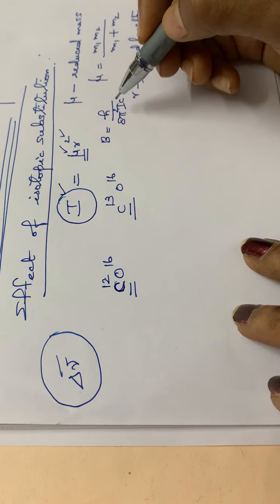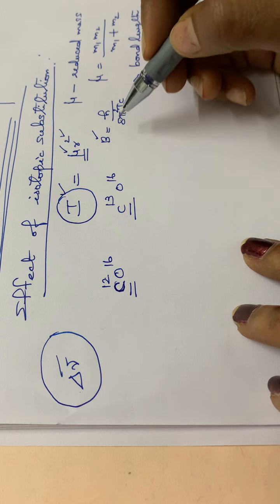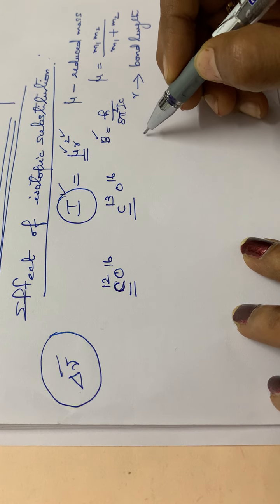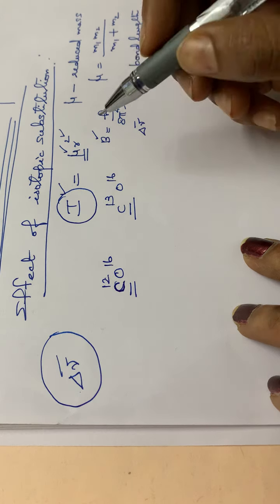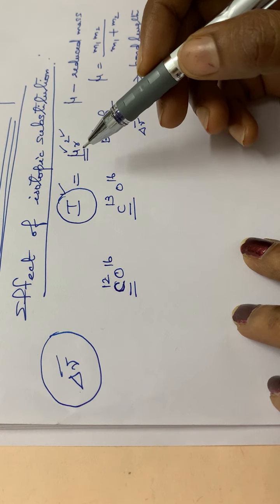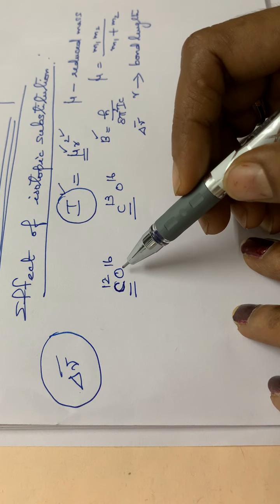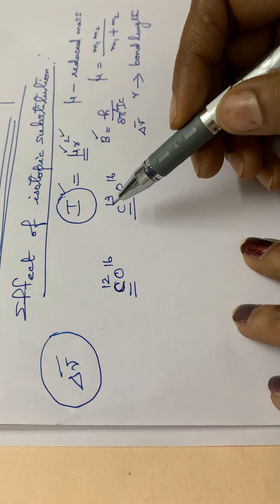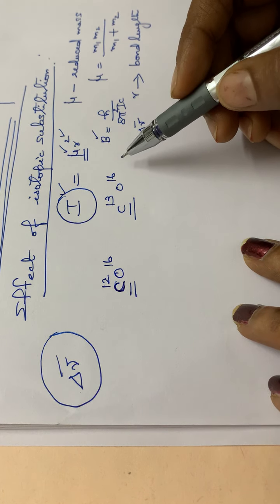If I is changing, what happens? B will also change. Then again, if B changes, what happens? This delta nu bar will also change, isn't it? So this is how, if there is any change in the isotopic substitution, or if one of the atoms is replaced by its isotope, we can check whether any difference is there.